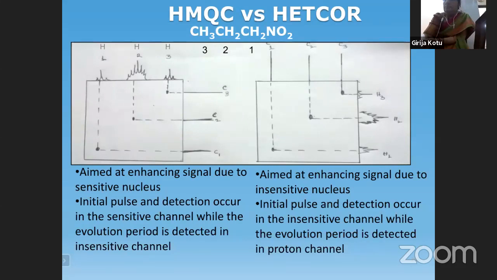So the same thing, the appearance, the matrix inside the box of both the HMQC and HETCOR remains the same. Only thing is Y and X are interchanged. So HMQC is nothing but the same as that of HETCOR. Only thing is it is an inverse technique.